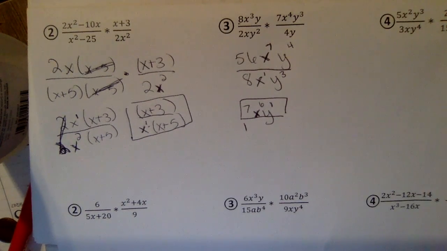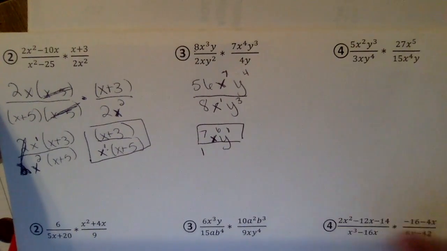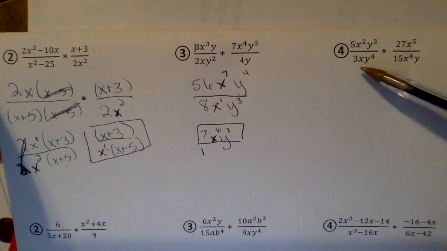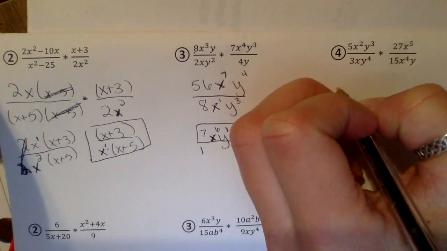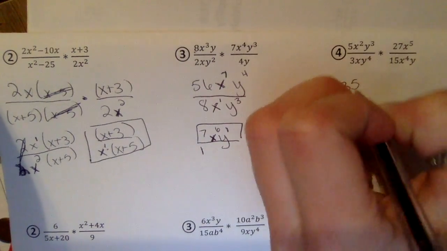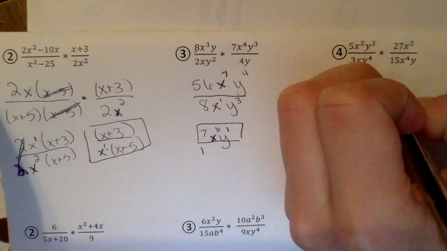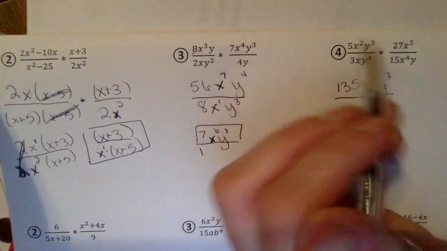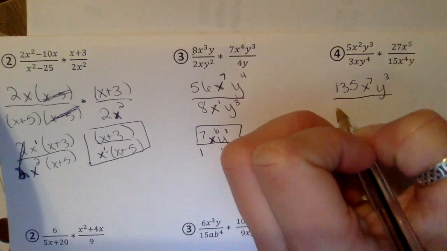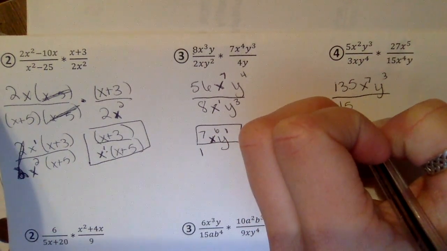Okay, now the next one is similar to this type. So if you notice, there's no addition or subtraction. There's just multiplication between each term. So this is the kind I'm going to multiply first. So multiply straight across. So 5 times 27 is 135. X to the 7th and y cubed goes on top. Then on the bottom, 15 times 3 is 45.